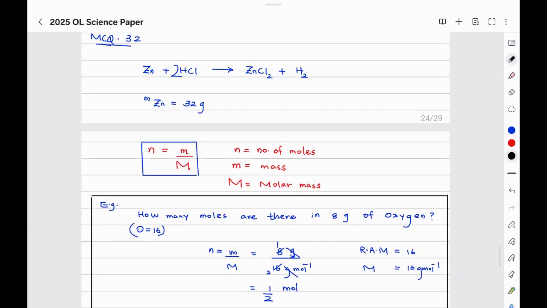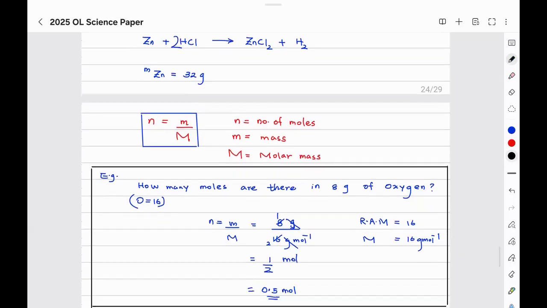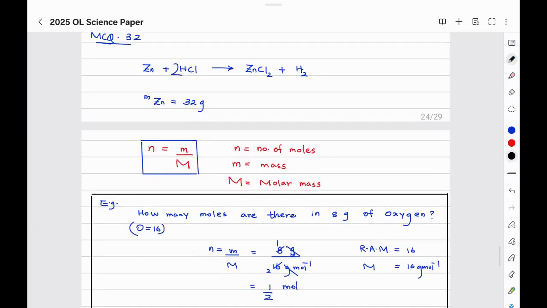Now, let's apply that one for this question. Right? Now, if you apply this for the question, simple n equal simple m over capital M, then simple n equal mass is 32 grams. What is the molar mass of zinc? They have given 64 grams per mole. Grams will cancel off. 32 over 64 is 0.5 mole. So zinc number of moles are 0.5. Is it clear?